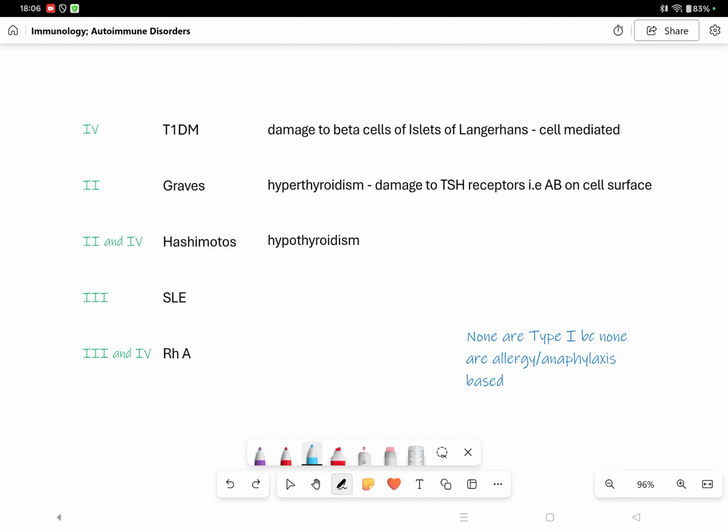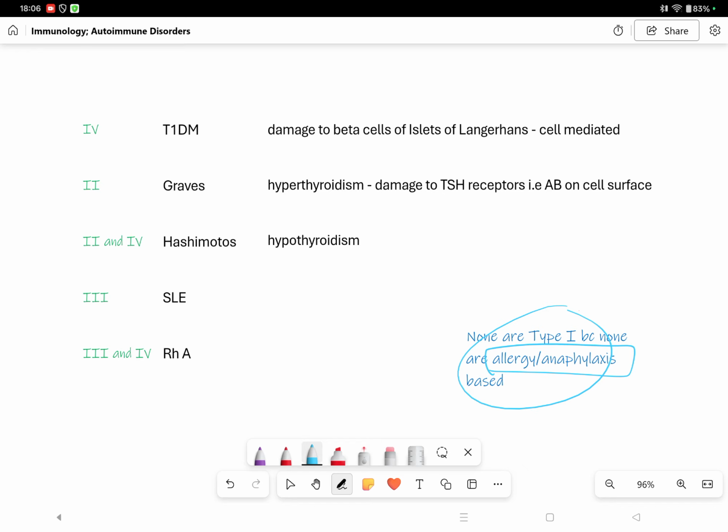Autoimmune disorders. So we've got the 4 hypersensitivity reactions. We want to appreciate which of these autoimmune disorders and which of these hypersensitivity reactions they are. Now, first and foremost, what we need to understand is that none of these are going to be type 1 hypersensitivity reactions. Why? Because hypersensitivity type 1 is IgE mediated, allergy and anaphylaxis based. These are all a little bit longer in duration and relatively more stable, for lack of a better term.